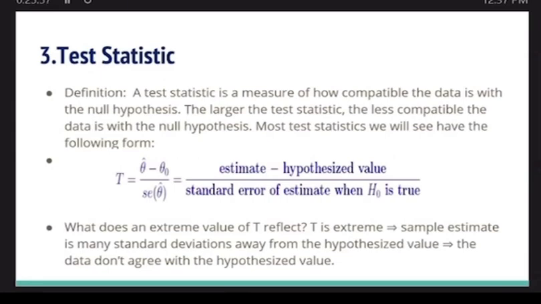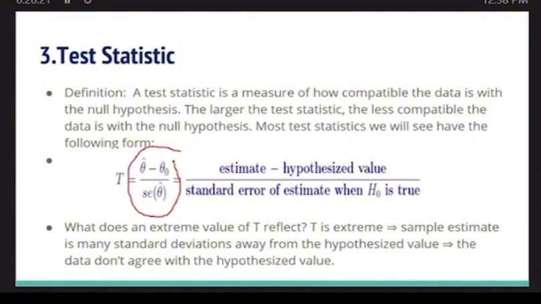Now, mathematically speaking, this is the way it's going to be. The test statistic is the estimator, theta hat, minus the hypothesized value, divided by the standard error. I just wanted you to take note of that.